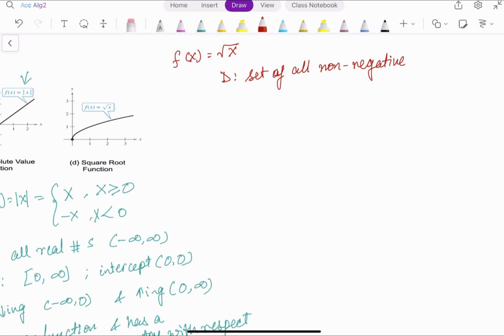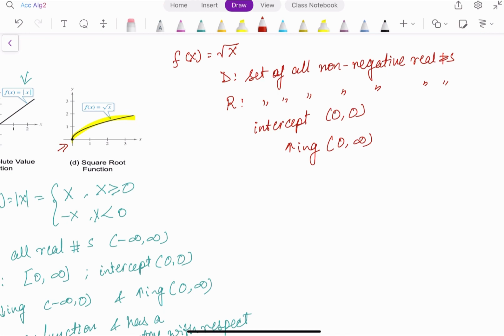There can be many transformations with all of these parent functions that we will discuss in Unit 2.5. What is the range? Range, again, is the set of all non-negative real numbers, right? Because it is in the first quadrant. What is the intercept? Intercept is 0, 0 because it is starting from 0, 0 only. And the function is increasing. So the function is increasing from 0 to infinity. The function is not decreasing, so we are not talking about a decreasing interval. So it is 0 to infinity.